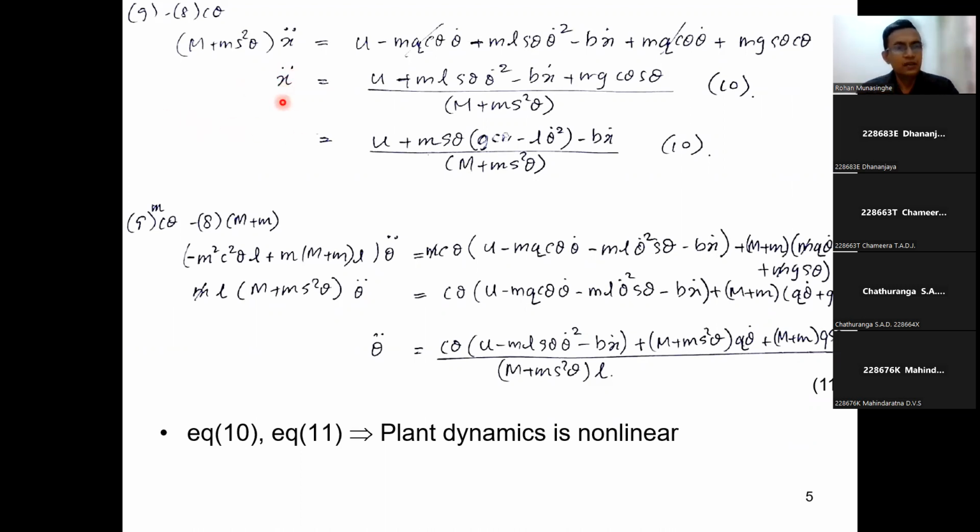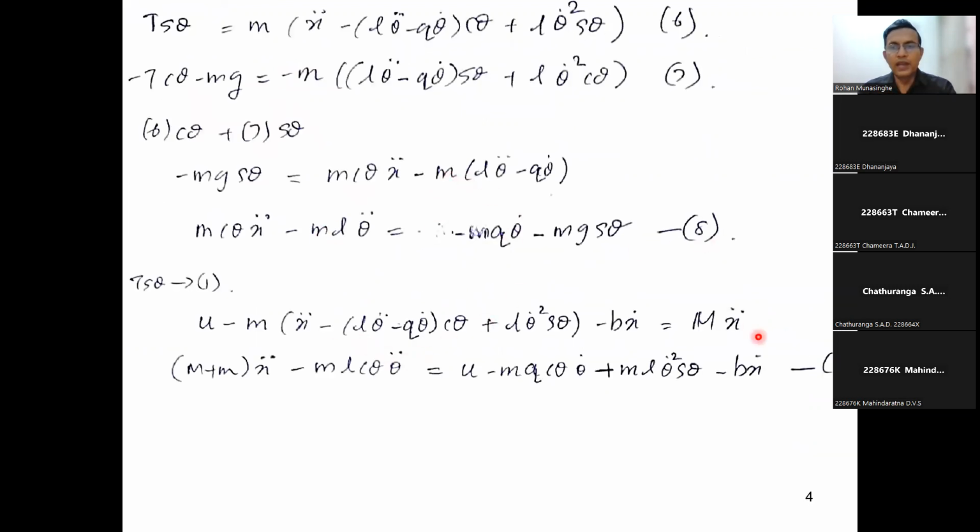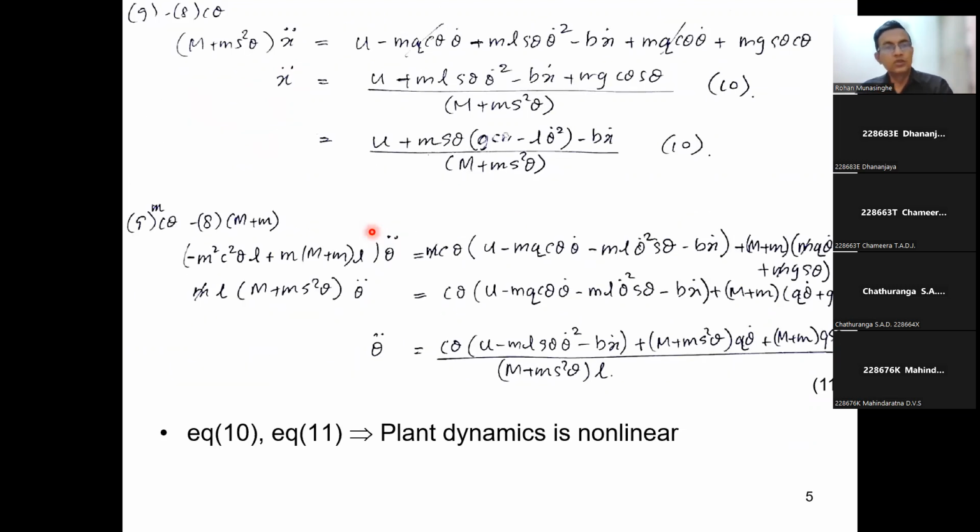What about theta? Again, you have two equations here, right? You have to combine 8 and 9, and this time you have to remove x double dot and keep theta double dot. To do that, you have to multiply 9 by m cos theta and 8 by capital M plus small m, and then subtract. So when you do that, you get this long equation. Please take it as homework and make sure you get this theta double dot.